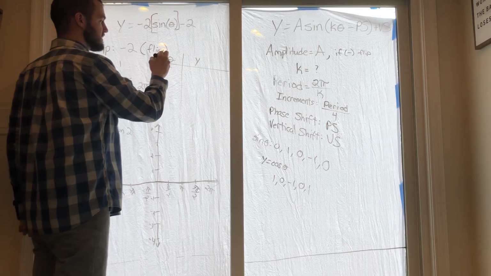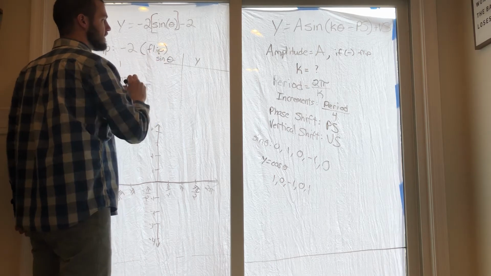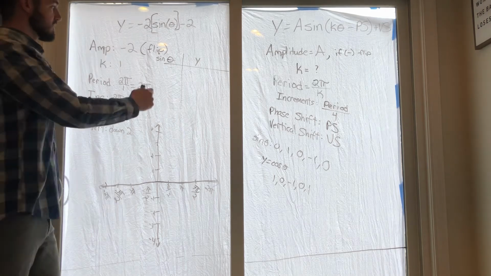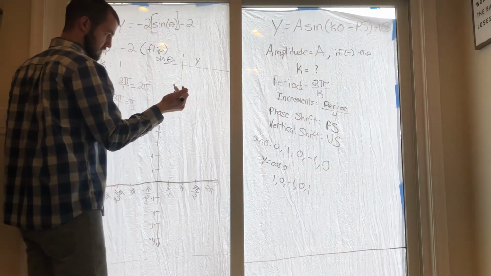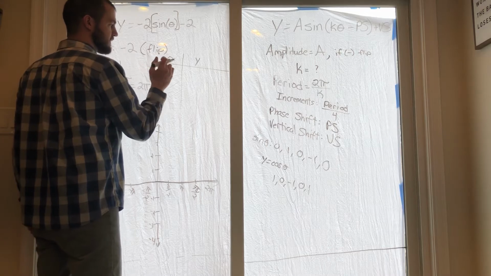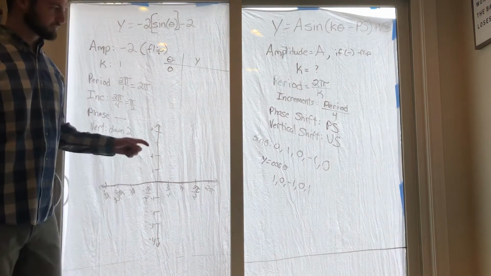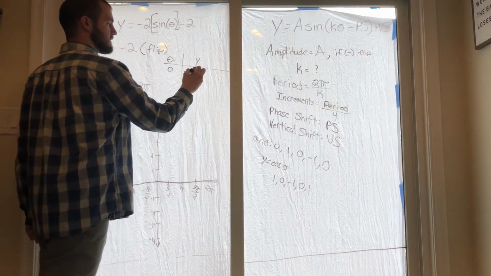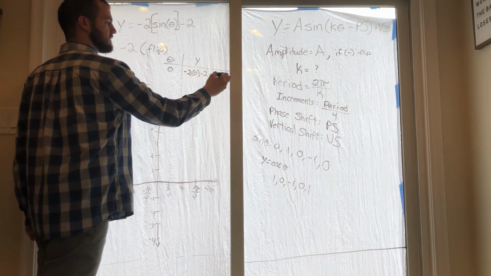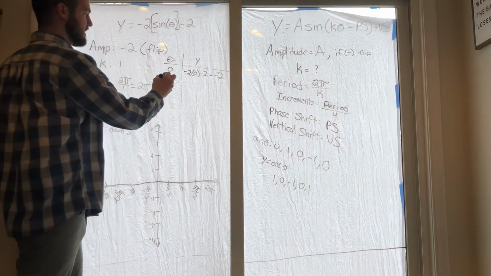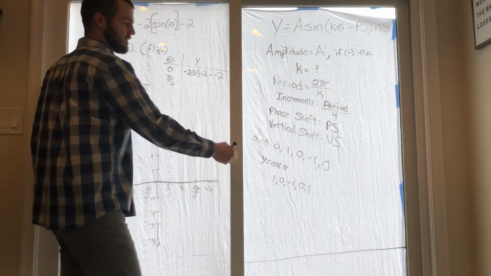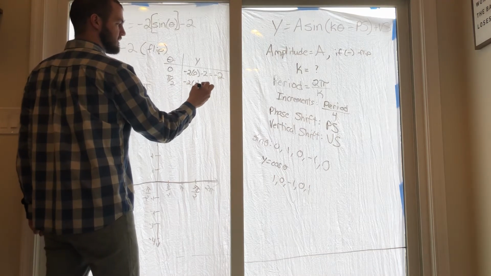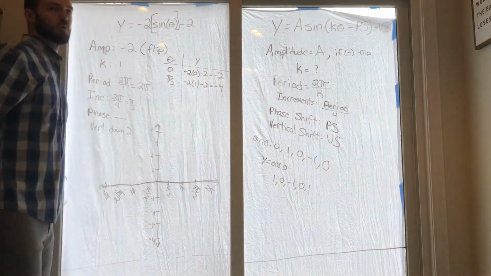Actually, this should be sine theta. Let's make that better. Sine theta is 0. So, actually, no, that was right. At 0, that's 0. So -2 times 0 minus 2 is -2, right? At pi over 2, sine is 1. So it's -2 times 1 minus 2 is -4, right?